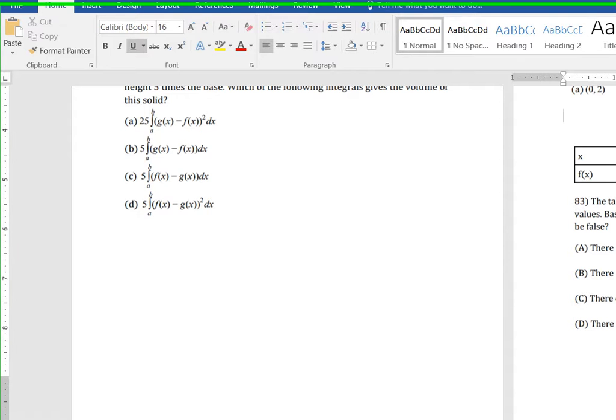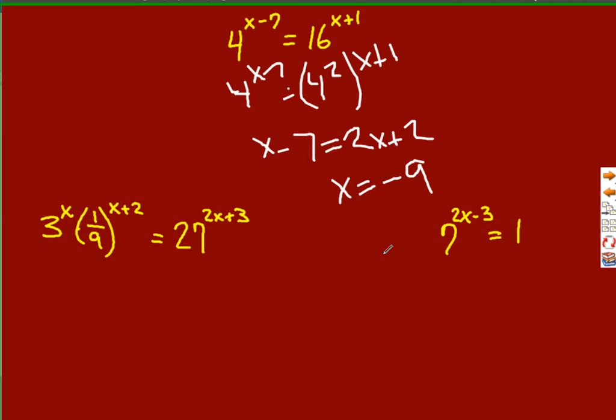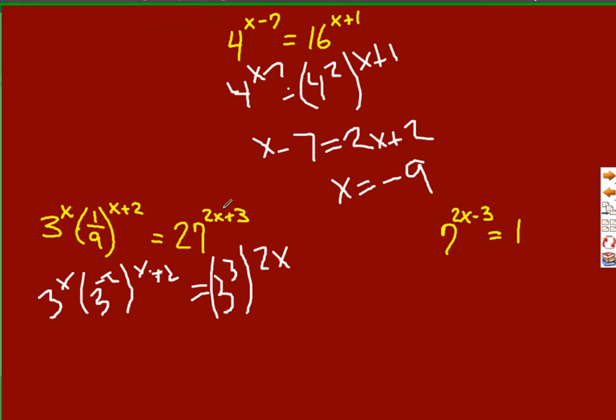Let's look at the next one. Your like base between 3, 1/9, and 27. Well, 3, 9, and 27 are all powers of 3. So that means this has to stay as 3 to the x. 1/9 would be 3 to the negative 2nd power. So 1/9 is the same as 3 to the negative 2nd. The rest stays the same there. Equals, and 27 is 3 cubed. So that stays as 3 cubed. The exponent goes to 2x plus 3.